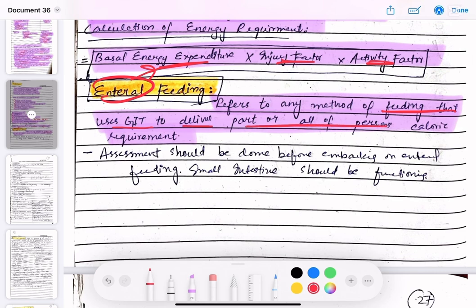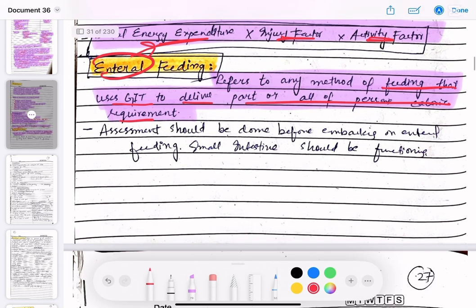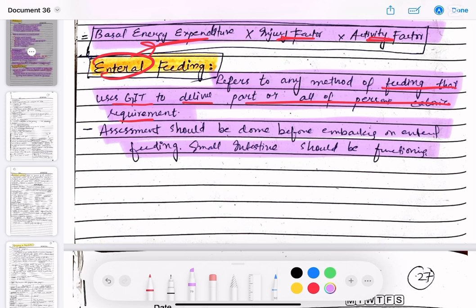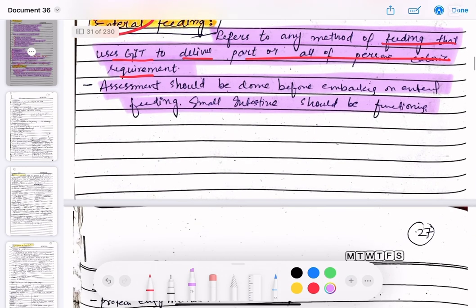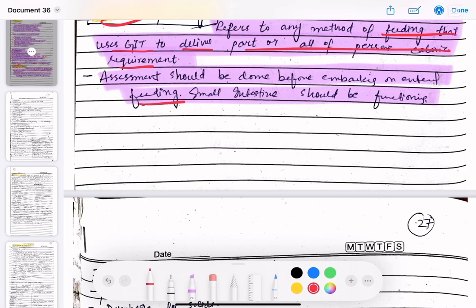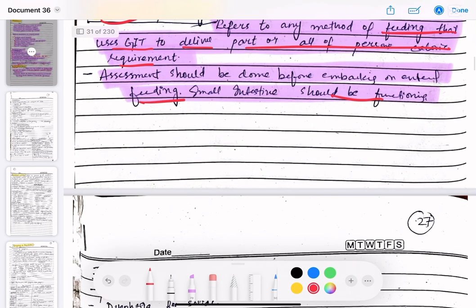Then the assessment should be done before embarking on enteral feeding. The small intestine should be functioning. If the small intestine is functioning, then this method is used, that is enteral feeding.